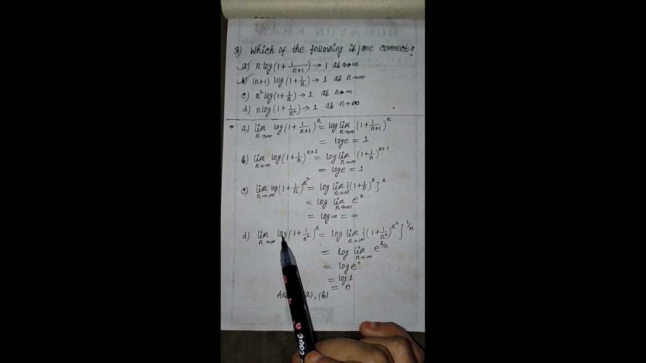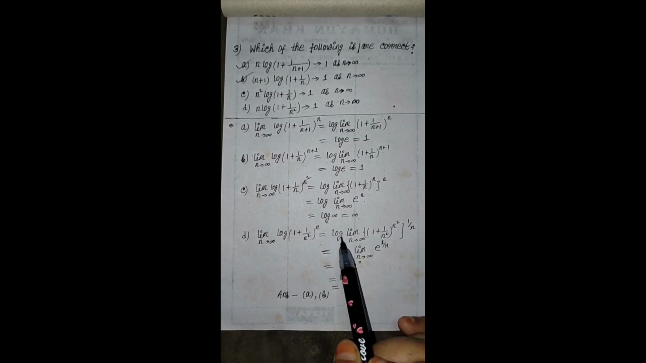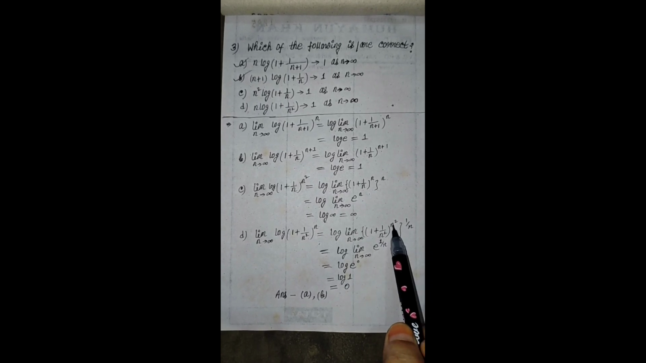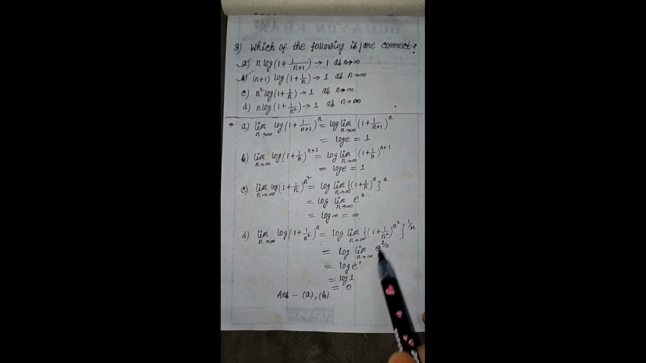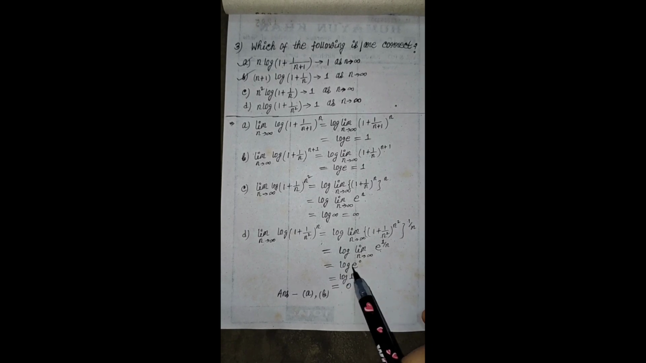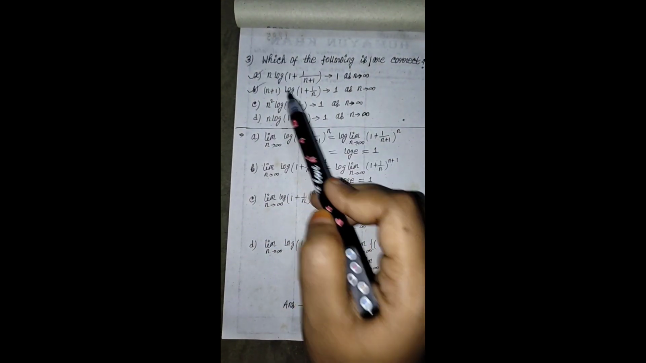And limit n tends to infinity of n log (1 + 1/n²) equals log (1 + 1/n²)^n. If we take log first, then log limit n tends to infinity of ((1 + 1/n²)^(n²))^(1/n). Then log limit n tends to infinity of e^(1/n). Then e^0, log e^0, that is log 1. This gives value 0. So options A and B are correct and C and D are false. So the options are A and B.